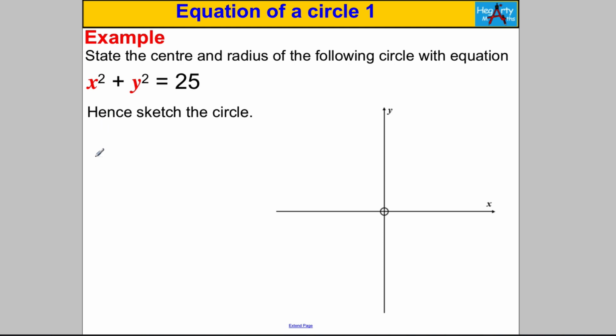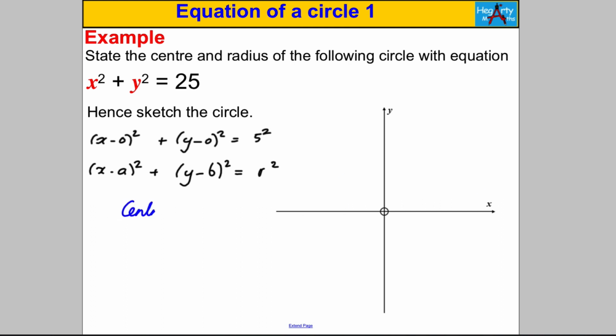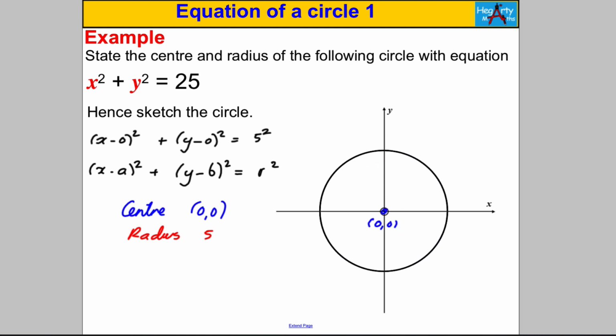Now you might think to yourself, how is that in the form x subtract a all squared add y subtract b all squared is equal to r squared? Well, it kind of is. If you think about it, you're subtracting nothing. So this is x subtract 0 all squared, add y subtract 0 all squared is what squares to 25? 5 squares to 25. So in this particular case, the centre is the coordinate 0, 0, isn't it? And the radius here is equal to 5. So we can mark in our centre here at 0, 0, and we can draw a circle with radius 5.